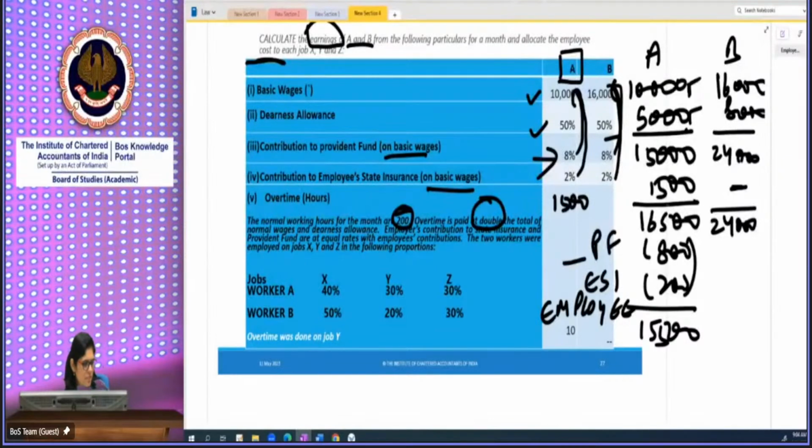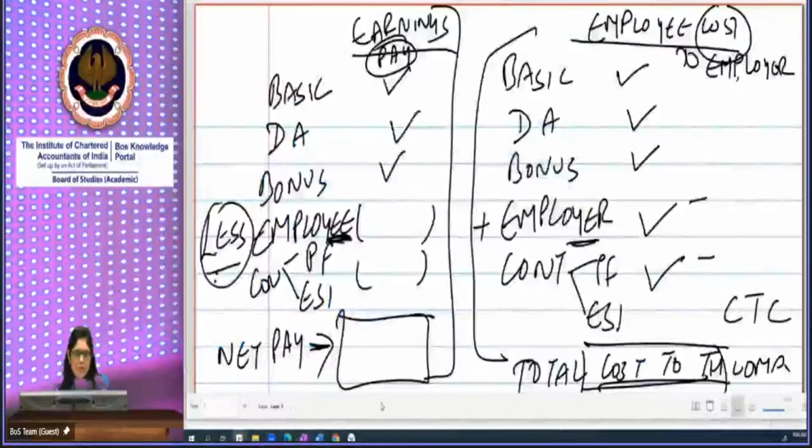Or shall we proceed? Yes, 15,500. Each is contributed by employer and employee. Yes, 8% contribution by employee and employer each. But when we are calculating earnings, we have to take employee contribution. Whenever we calculate cost to the employer, we take employer contribution. I'm repeating. Whenever we calculate, I'm taking you back to this note.